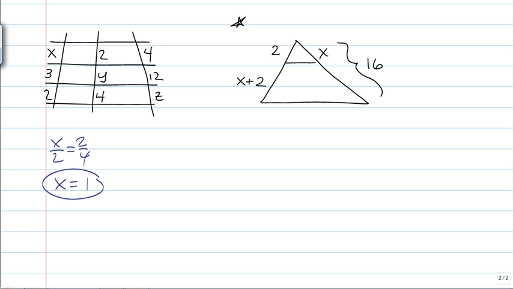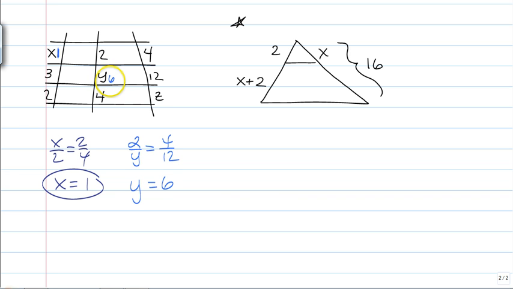To find y, you can use 1, but remember, if you find x incorrectly, then that means y is going to be wrong even if you set it up correctly. So for y, what I would do is I would go with 2 over y is equal to 4 over 12, and that's going to give us the same thing. Cross multiply, and y is going to be equal to 6, and from there we just have to find z.